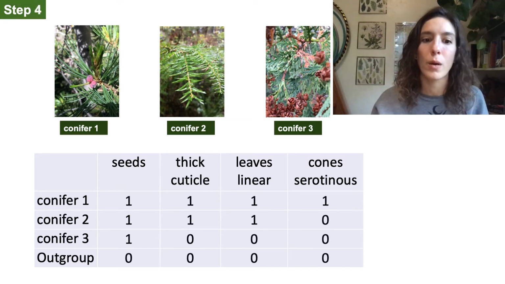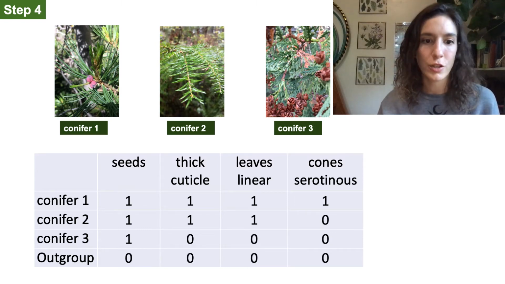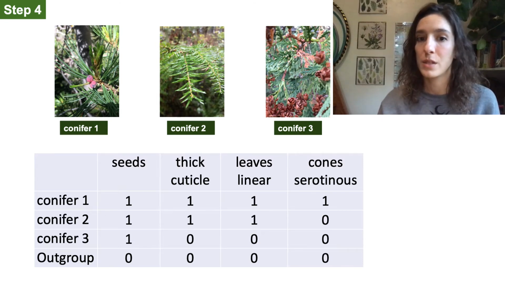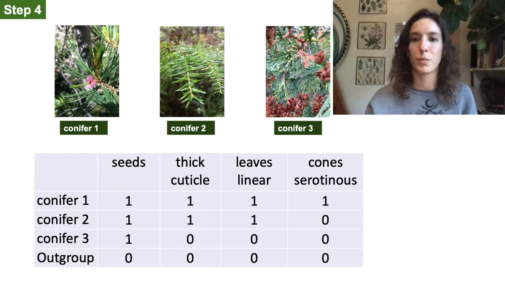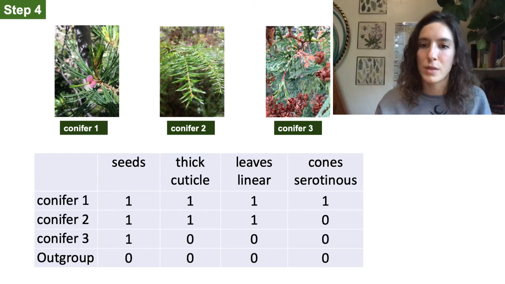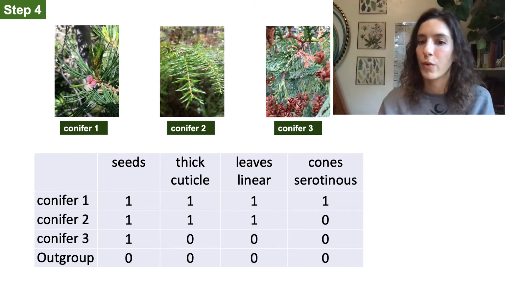Moving on, step 4, we need to actually analyze those traits for each taxon. And here we've done that. Notice that all of the outgroup's character states are zeros. These are the ancestral ones, and so the outgroup must have the ancestral condition for everything. So all of the other zeros on this matrix that are not part of the outgroup's row mean that that conifer has the ancestral condition for that character.